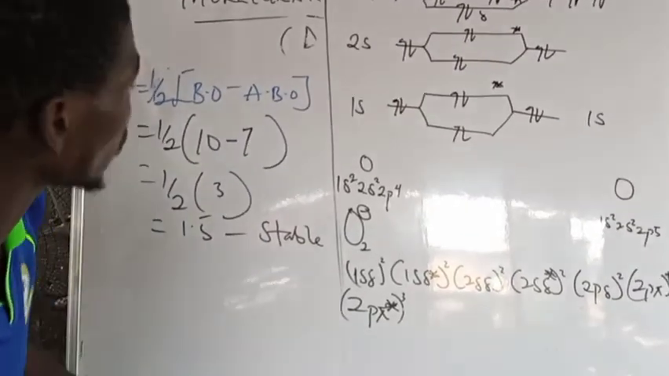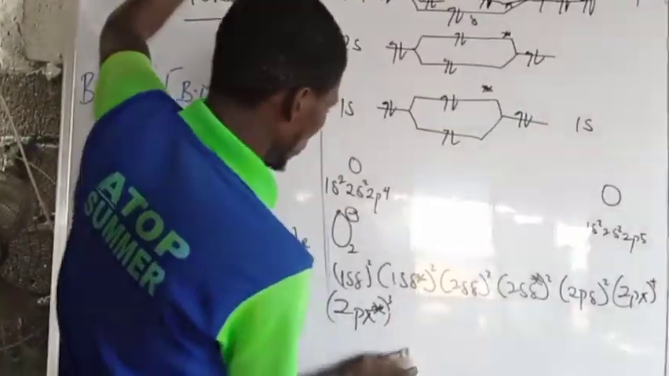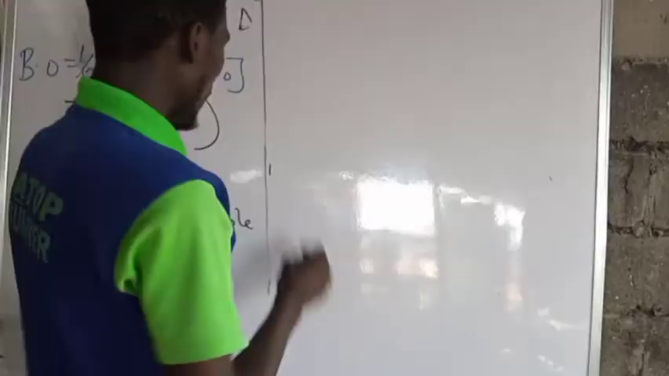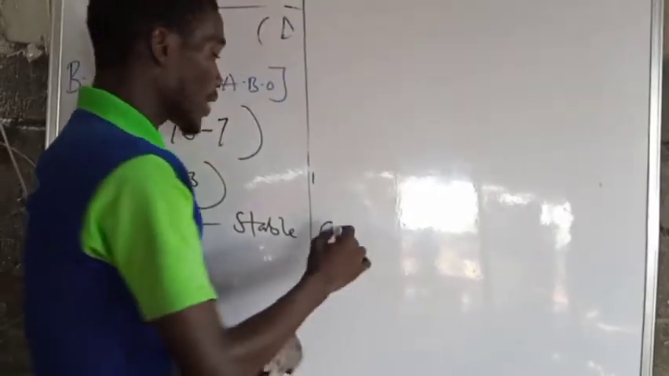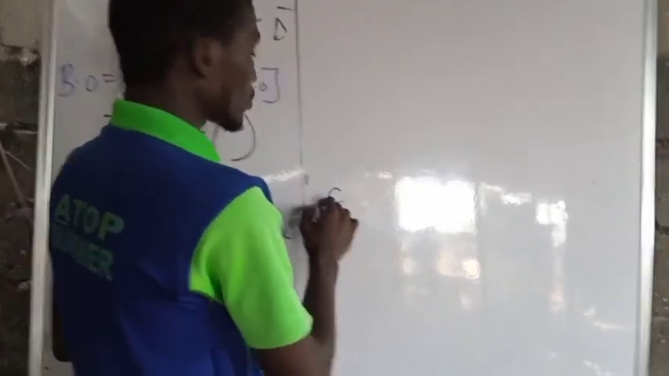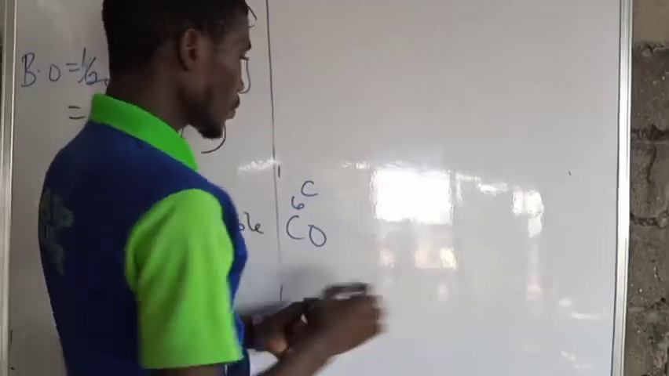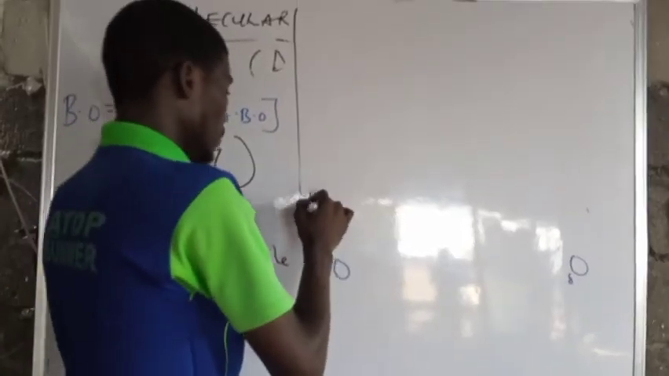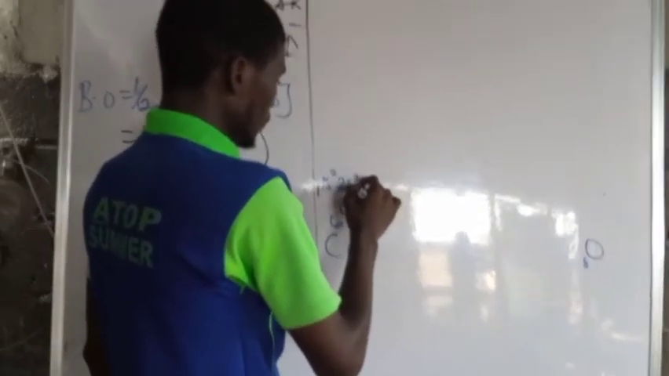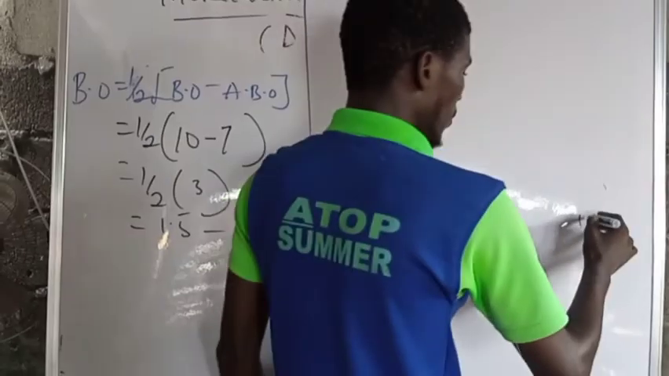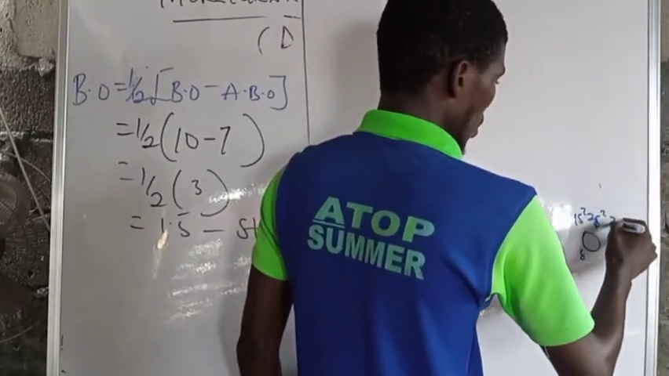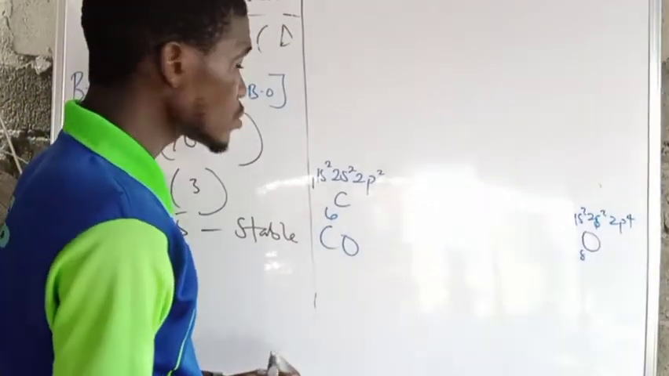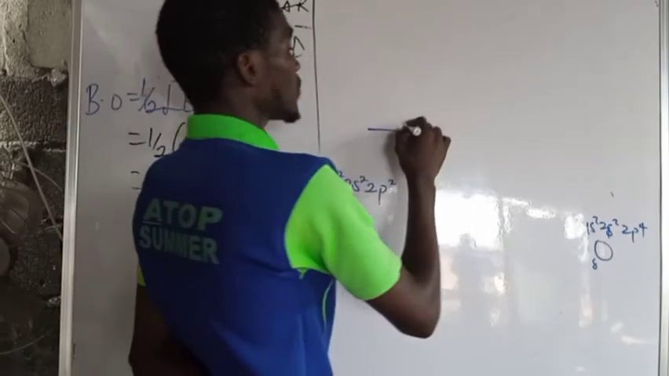So let's take the last one, which is carbon monoxide. The atomic number of carbon is 6, oxygen 8. So let's write out the electronic configuration: carbon 1s2, 2s2, 2p2, then oxygen 1s2, 2s2, and 2p4. So let's draw the molecular orbital structure. So we have this.